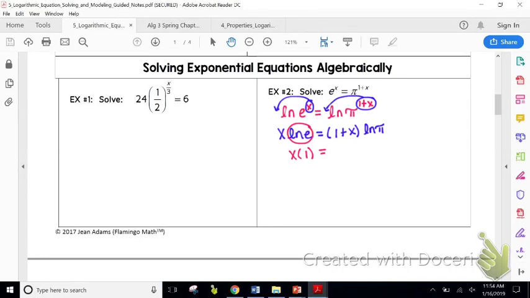Alright, but now because we have x on both sides, I know I'm going to have to distribute this natural log. So we've got 1 times the natural log of pi, so natural log of pi, plus x times the natural log of pi, so x natural log of pi. And then x times 1 is just x. I'm just going to rewrite that.